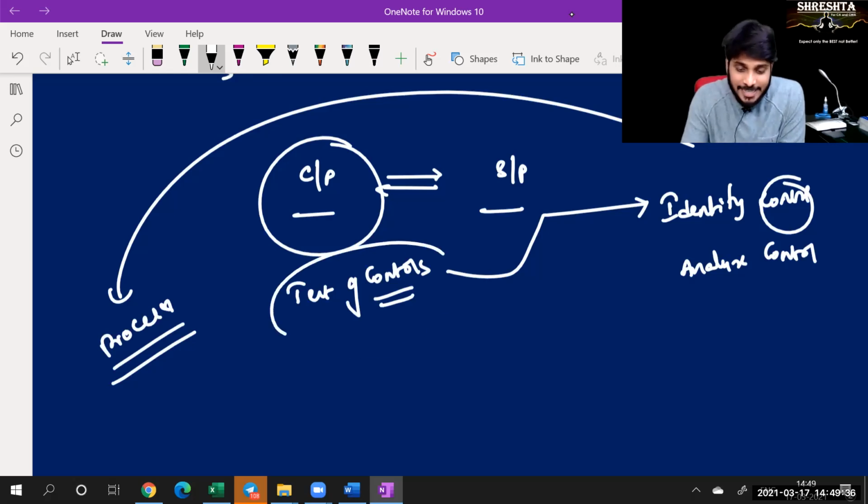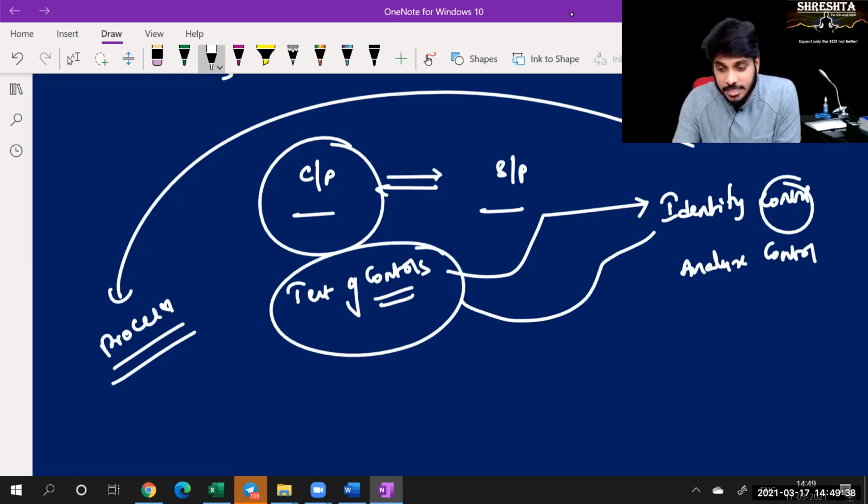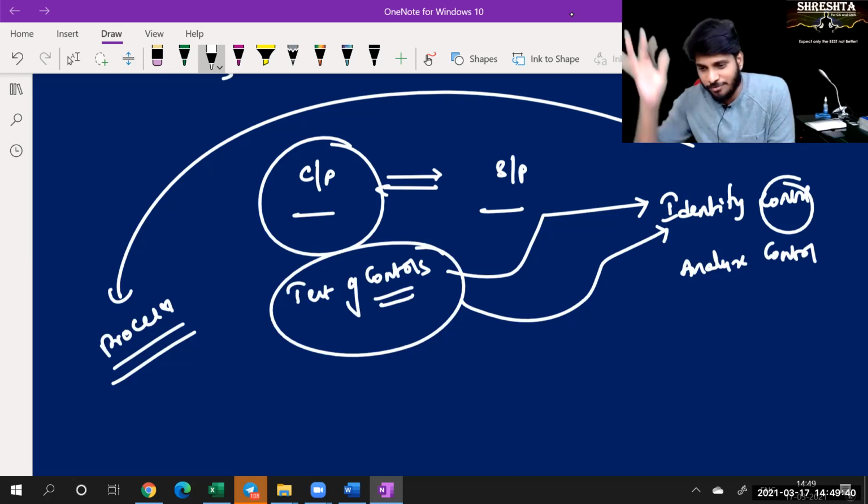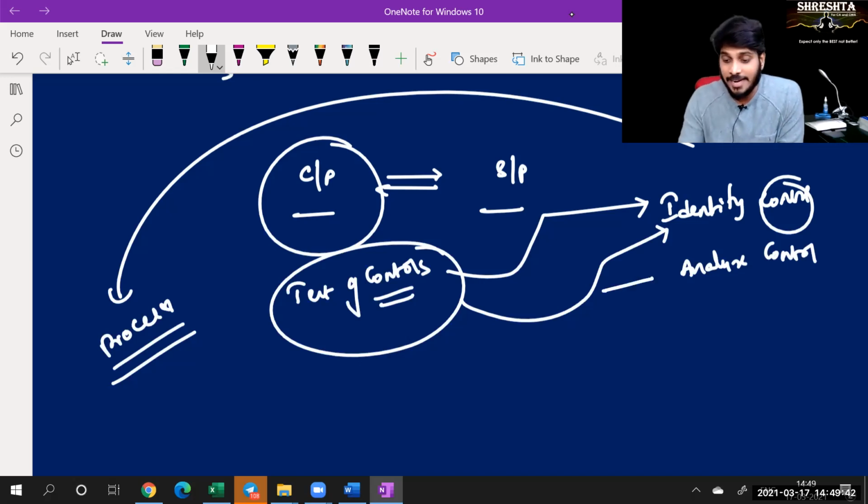Now, how do I test these controls? First, I should understand what process the management follows. Then I will analyze whether that process is correctly done or not. Is that process correct or not?